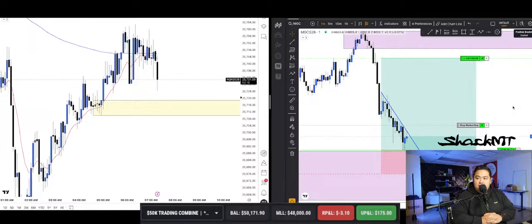This is just the combine, everybody, just the combine. I'm going to add into the trade if it breaks this trend line and the last wick high, last 1 minute candle high.